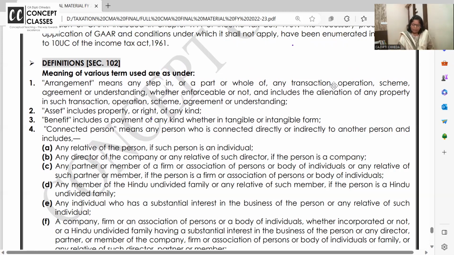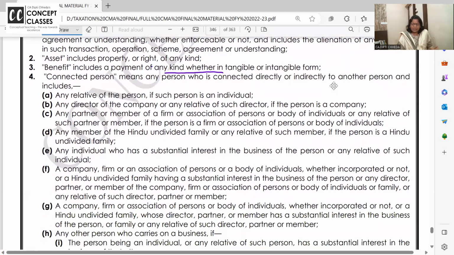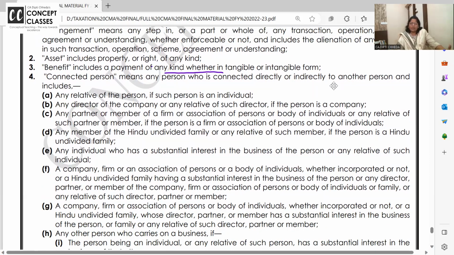Asset includes all the property. Benefit in the arrangement could be in cash, it could be in kind. Connected person: the two parties may be connected. Just like your associate enterprise, a connected person means a person who's connected to another and includes a relative of the individual. Is a relative of an individual connected through him? Son, daughter, wife, spouse, whoever it is.